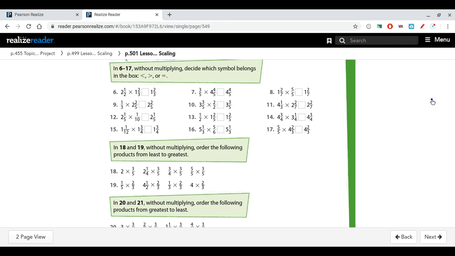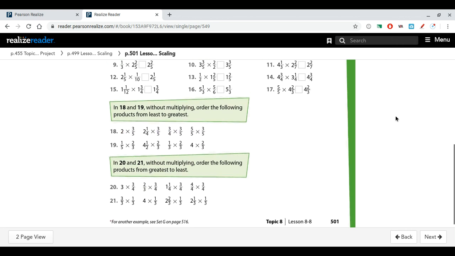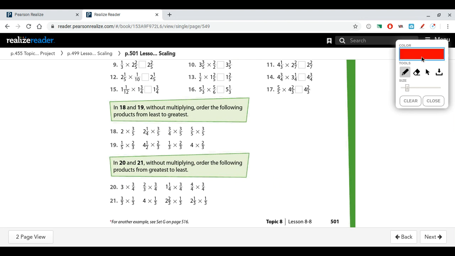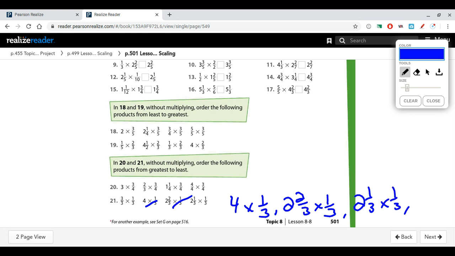Okay. All right, let's pop down here. Let's do 21 as an example. So I'm going to start with 21. So you're going to end up doing 19 and 20. So 3 times 1/3, 4 times 1/3, 2 and 2/3 times 1/3, and 2 and 1/3 times 1/3. So I start with my greatest this time. So it's going to be 4 times 1/3. That was my greatest. My next greatest is going to be 2 and 2/3 times 1/3. My next one is going to be 2 and 1/3 times 1/3. And my last one is going to be 3/3 times 1/3.